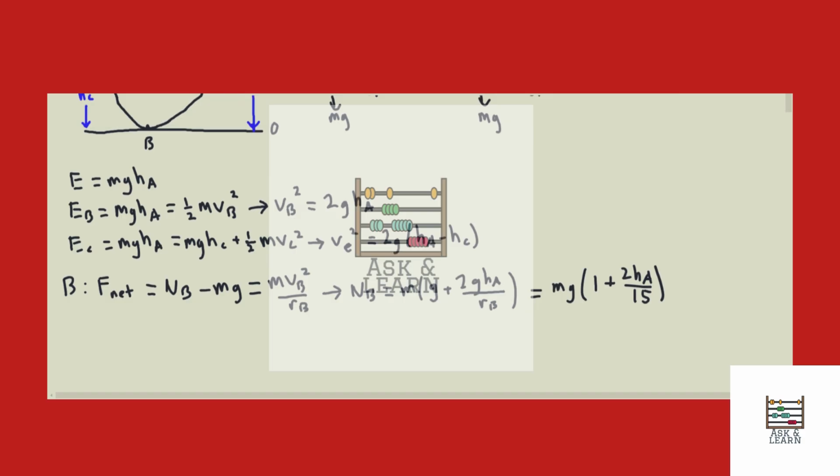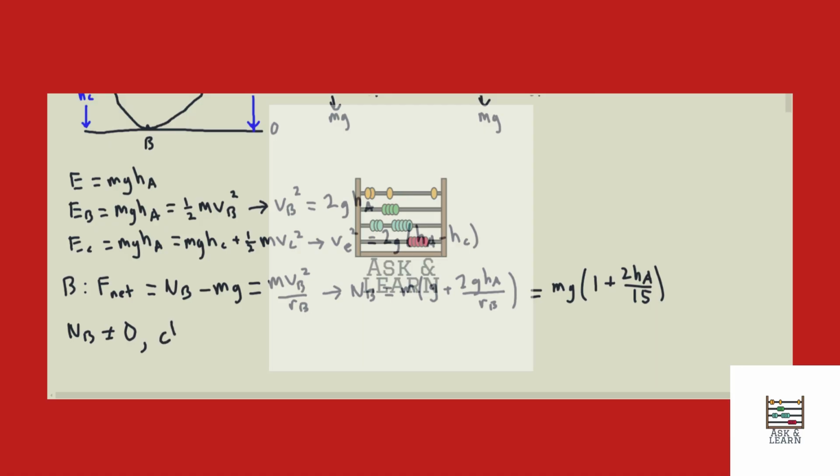And what we want here is to look at our two cases, where the normal force is either 0 or greater than or equal to 4 mg. And our normal force at B can't be 0, right? Since even if that height A was 0, the normal force would still be equal to mg. So we don't have to worry about that case here.